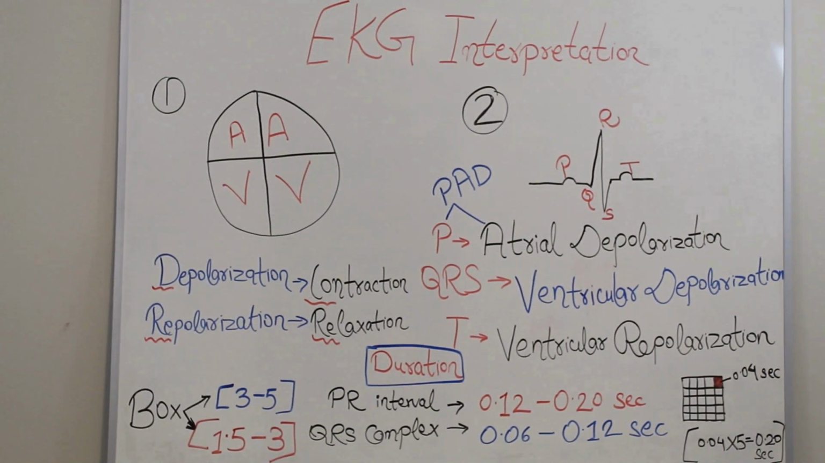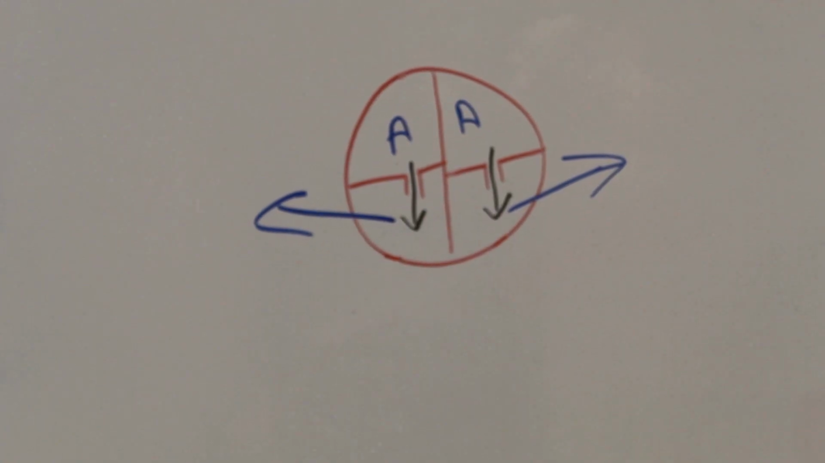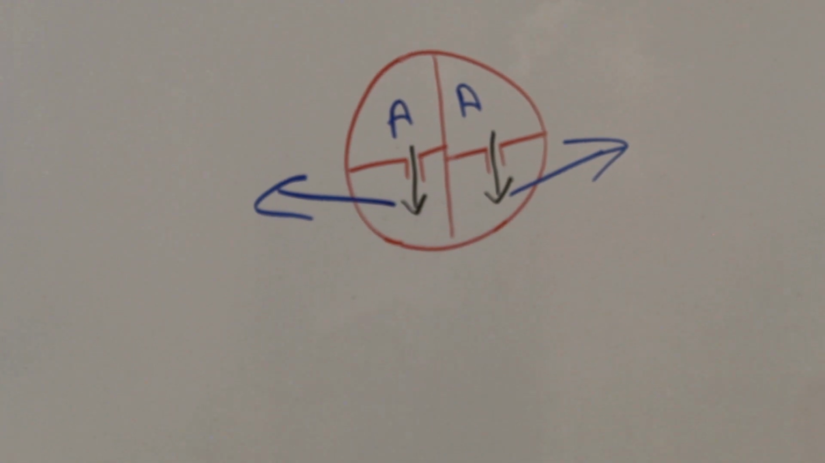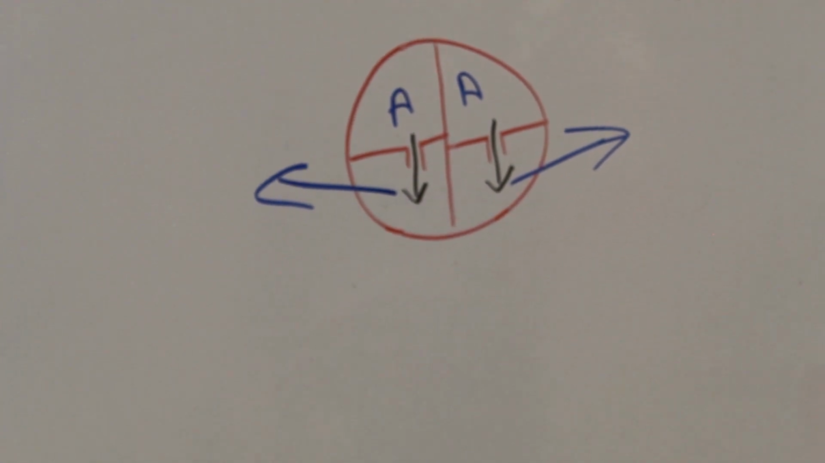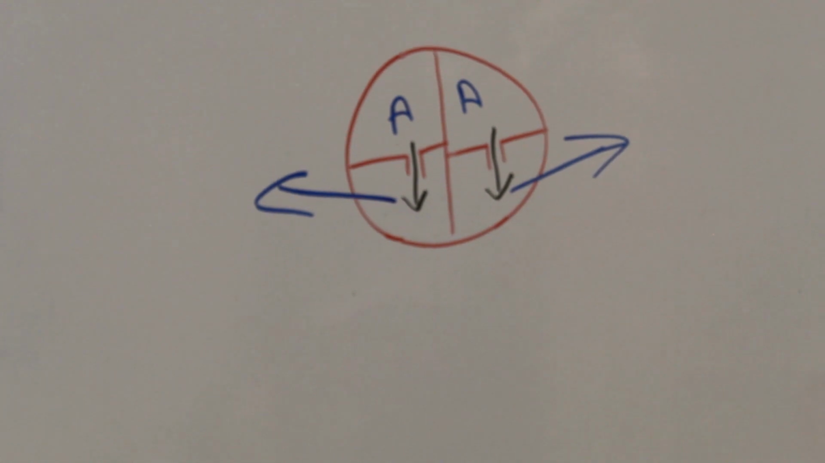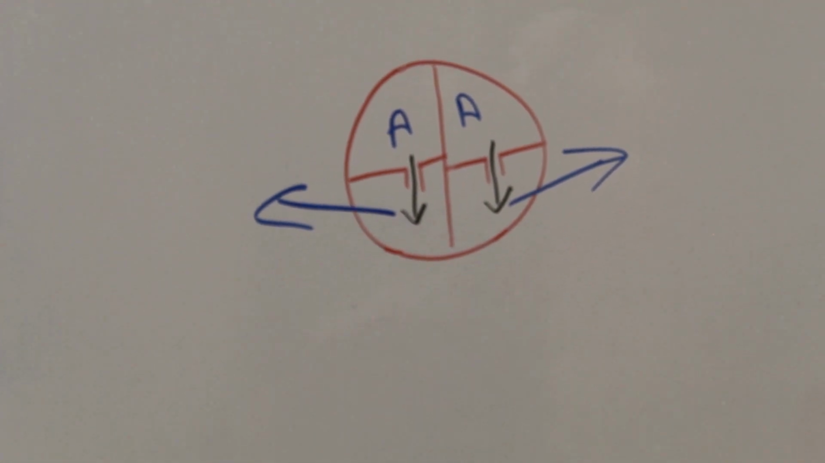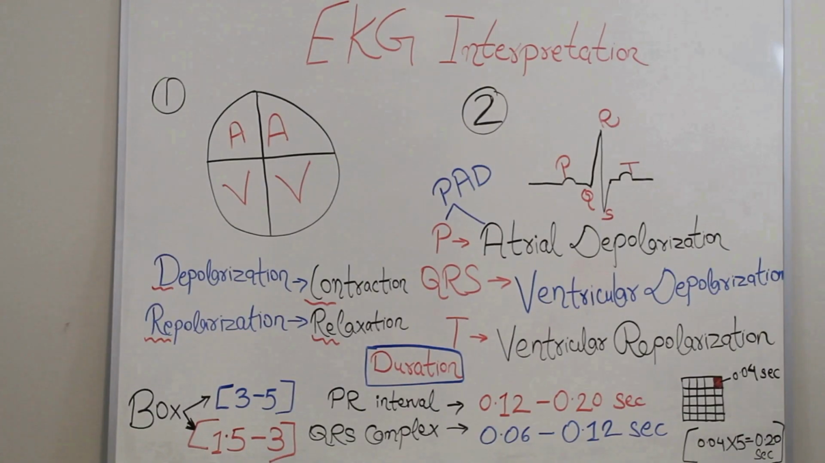Similarly, the third one is the T wave, which means ventricular repolarization. After the ventricles contract and pump the blood to the other extremities of the body, it is time for the ventricle to relax. So while the ventricle is relaxing, it forms the T wave on the EKG. This is just a simple way to remember how the PQRST wave forms.